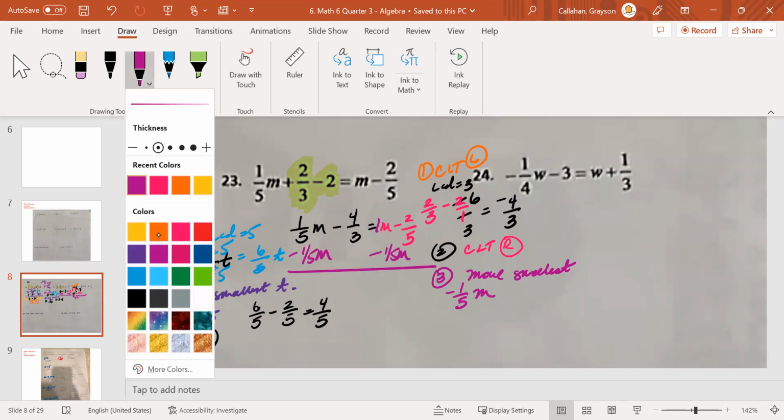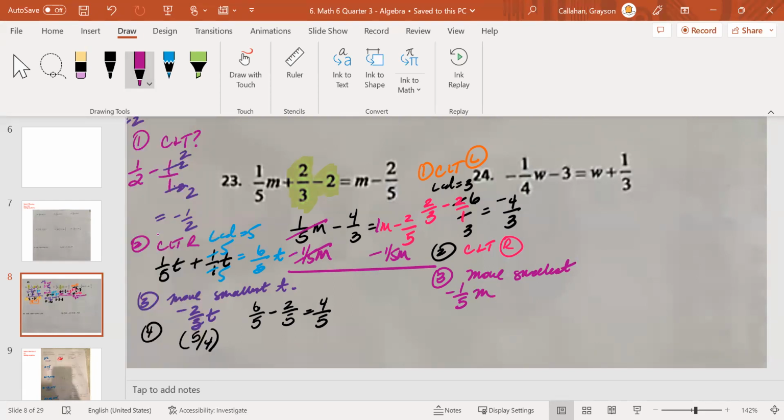Draw your line. That part cancels because you're canceling that. Bring down the negative 4 over 3. On the right side, you have a 1m minus 1 over 5m. So 1m minus 1 over 5m.